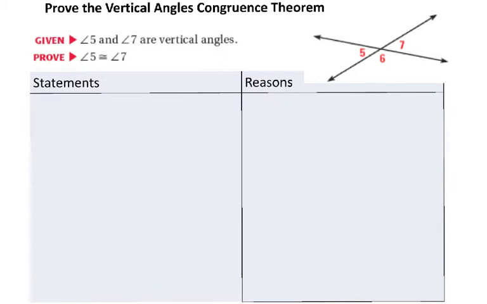Now let's do some proofs. We are going to prove the vertical angle congruence theorem. It's actually only 4 steps long, so not too bad. And we are going to be using a couple other theorems to help us in proving the vertical angle congruence theorem. So given, I'm going to write that first: angles 5 and 7 are vertical angles.